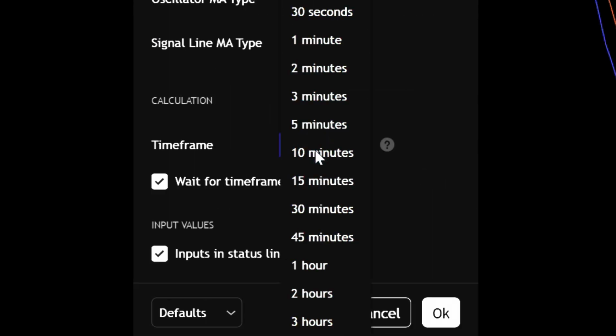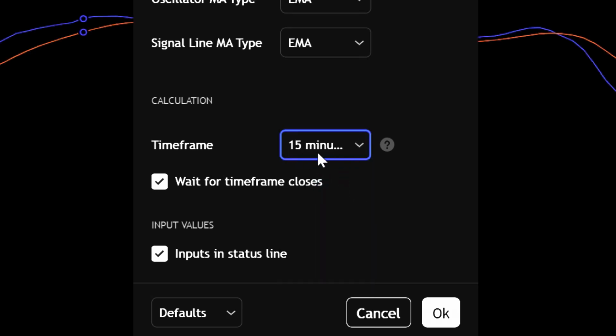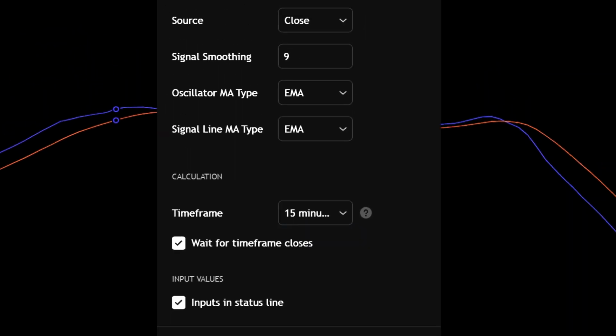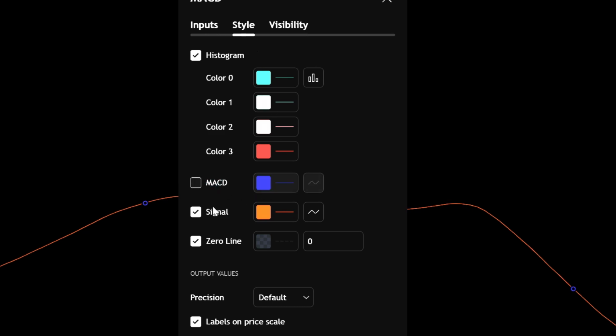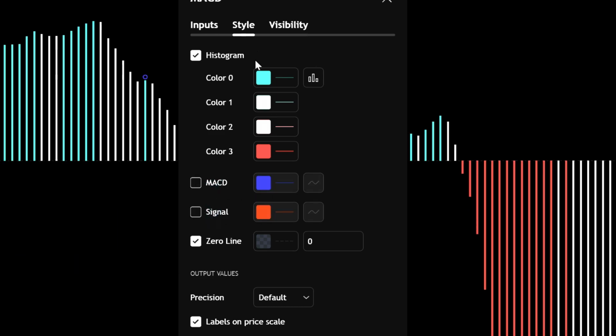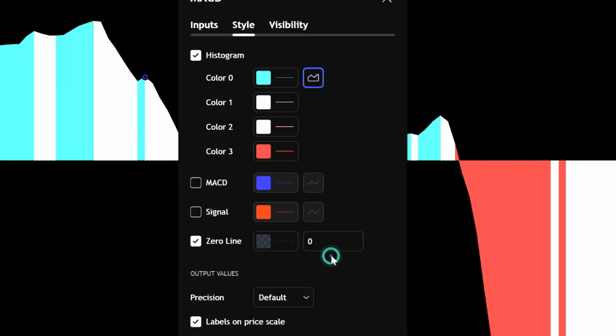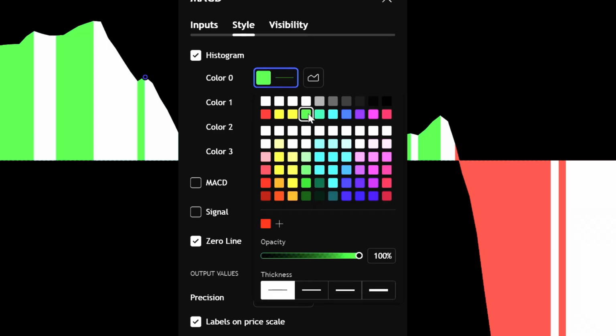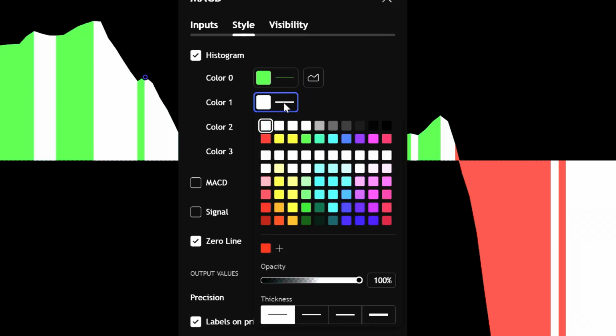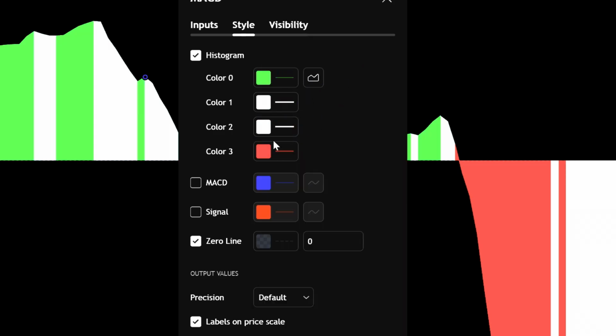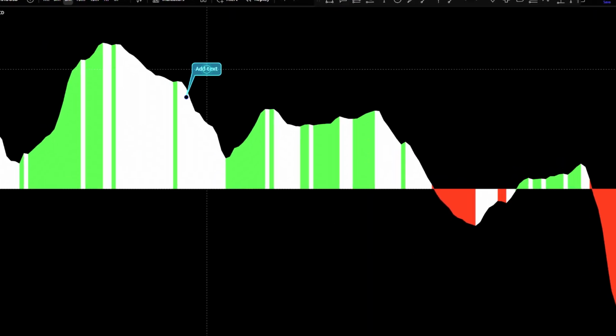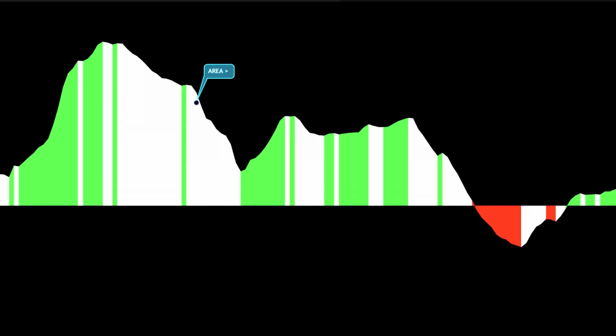Remember, we're still on our 5-minute chart, so 15-minute works great here for the MACD time frame. Then finally, in the Style tab, let's get rid of the MACD and signal line options. Set the histogram to area, and then set the colors to green, white, and red. That's pretty much all for the MACD settings. Now you've got a super clean setup that's gonna make your FTS strategy even more powerful.